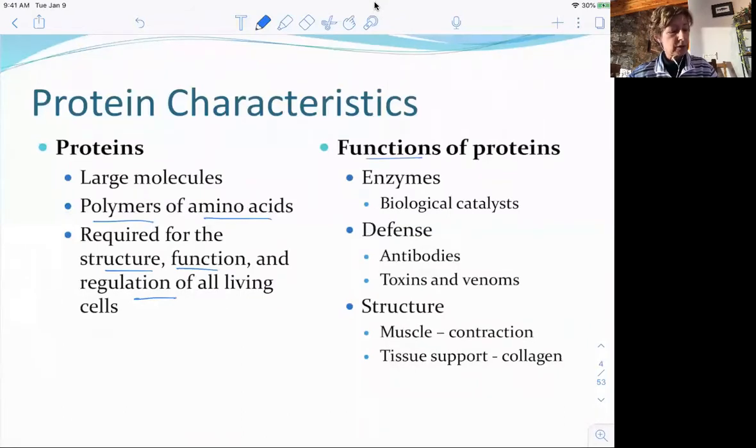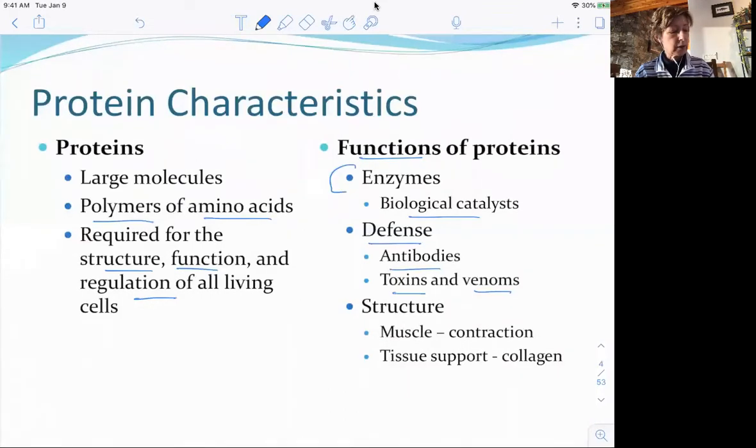So some of the functions include enzymes, because most of the reactions in our cells are catalyzed by enzymes. So they're biological catalysts. They speed up the rate of chemical reactions in the cell. We also have defense molecules, so we make antibodies in response to infection, but other organisms produce toxins. So many bacteria and fungi produce toxins to defend themselves, and some animals produce venoms, and either these are part of predation or part of defense. So there's all kinds of categories of defense molecules.